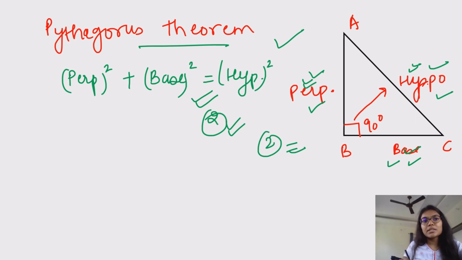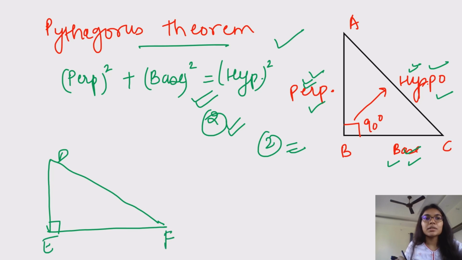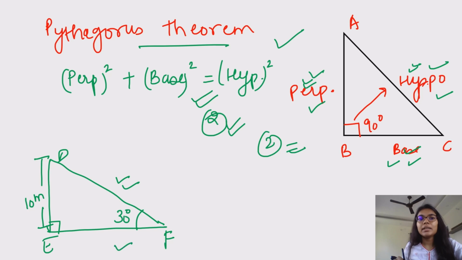Now what happens if we know only one side? Let us consider this case. This is a right angle triangle DEF, right? The side DE is 10 meter and the angle F is 30 degrees. And we need to find the sides DF and EF.